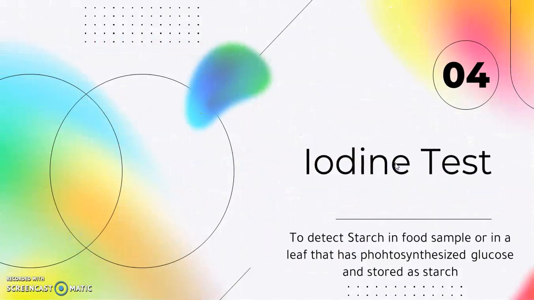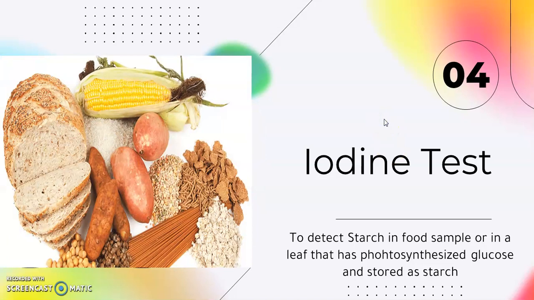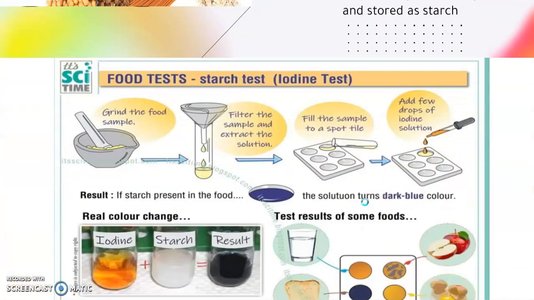The fourth test that we are going to discuss is about the presence of starch. As you know, different food sources contain starch. So to detect the starch, we apply the iodine test. To detect the starch in a food sample, or in a leaf that has photosynthesized glucose and stored it as starch, the iodine test will be performed.